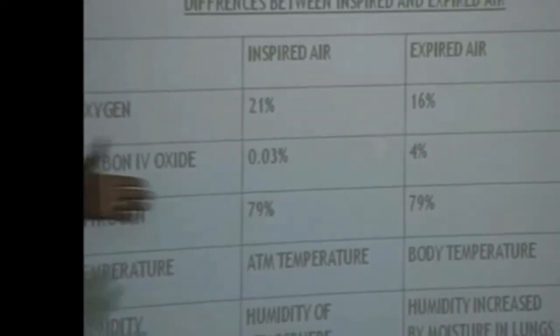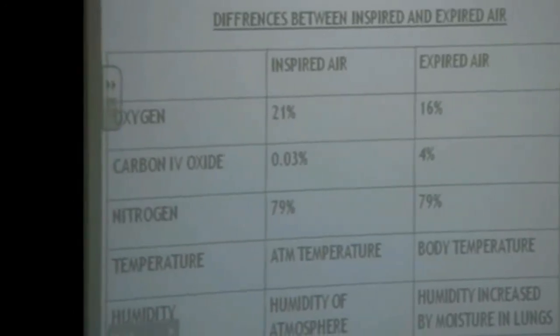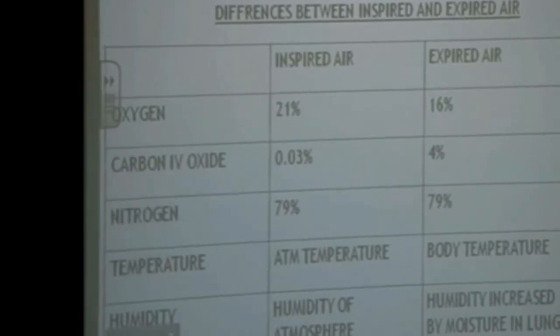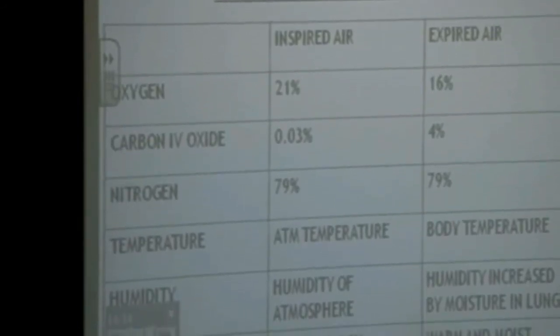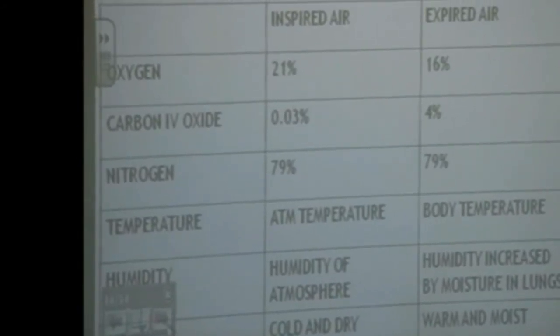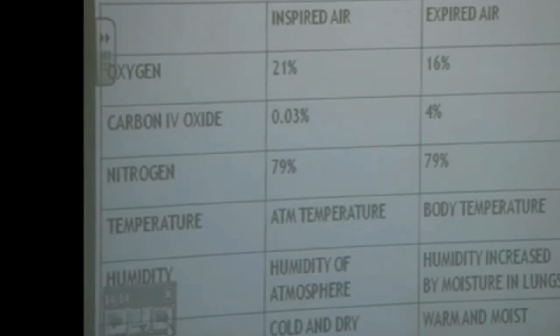Atmospheric temperature is what you have when you breathe in, but when you breathe out, it becomes body temperature. Then also, humidity is atmospheric humidity when you breathe in, but when you breathe out, the humidity is increased according to the moisture of the lungs. And of course, the air you take in is cold and dry, but when you breathe out, you have warm and moist air. And all this explains the process of respiration, external respiration.